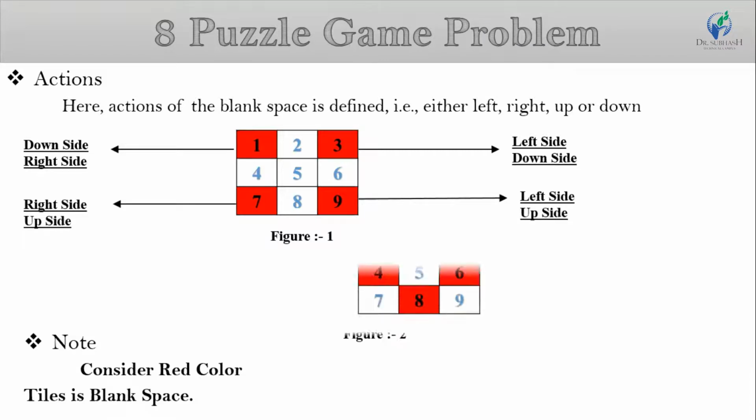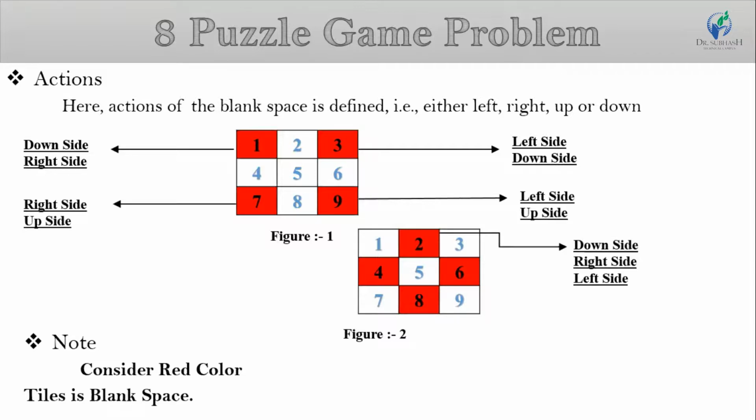Now see in figure 2 we have another 3 cross 3 matrix. In this example we have considered the red color digit as a blank space. So as per the example, for digit 2 we can move downside, right side and left side. For digit 4 we can move downside, upside and right side.